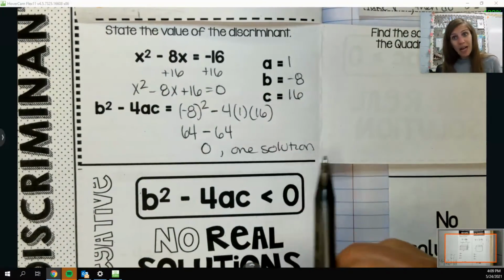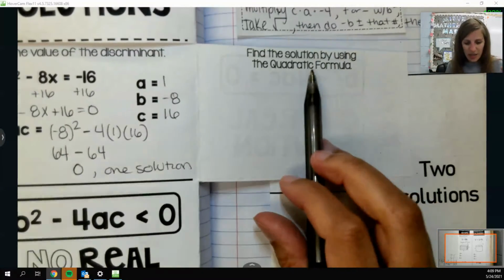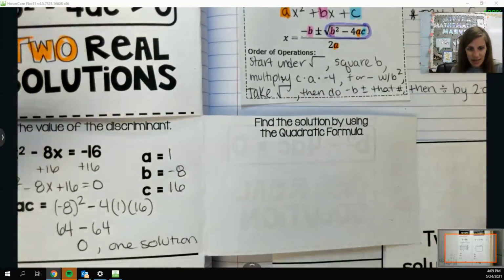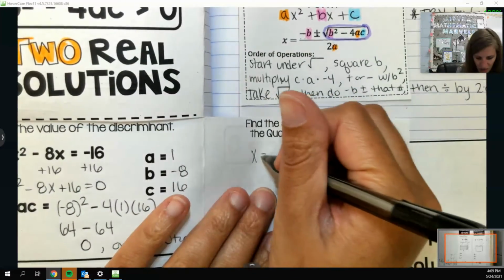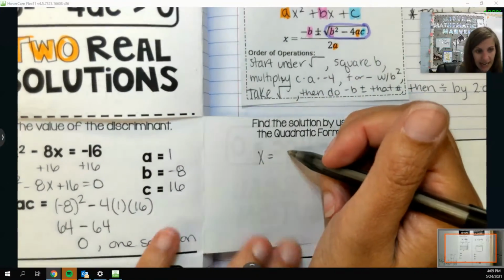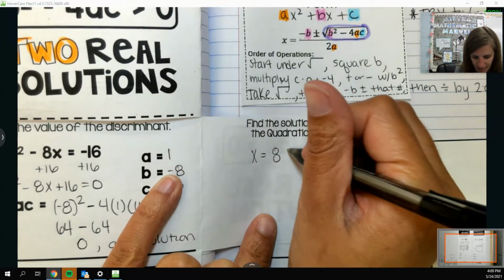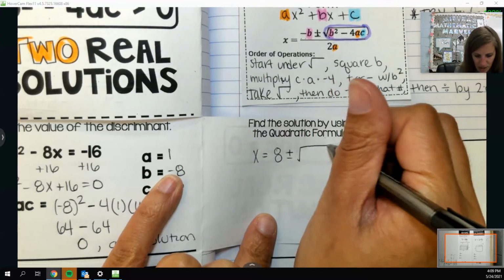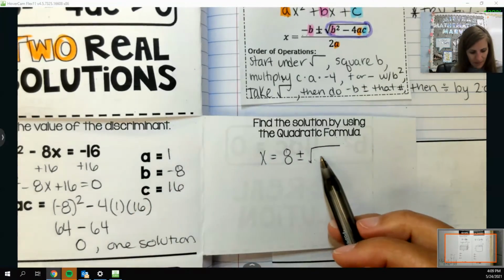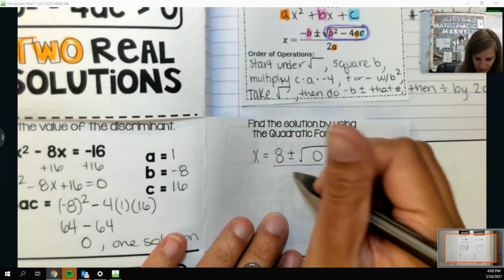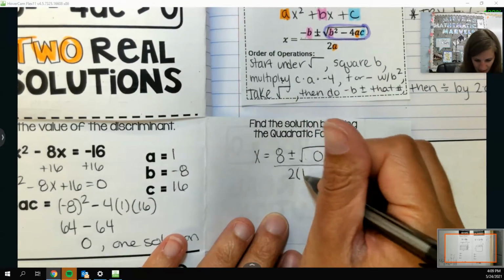But since I do, I should go find it. So find the solution by using our quadratic formula. Oh, look at that, and it's right there. So we'll do x equals negative b, which double negative will make it a positive, so really positive 8, plus or minus the square root of the discriminant, which I just got was 0, all over 2 times a, where a was 1.